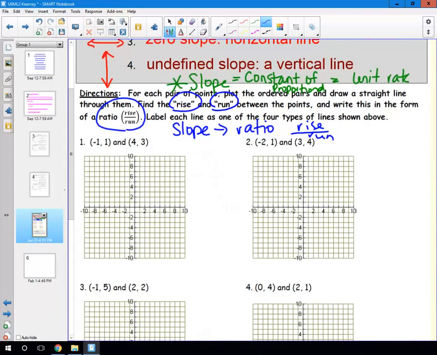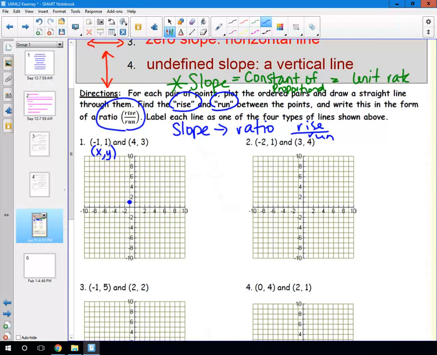Okay, so let me do number 1. So number 1, we're going to plot those 2 points. The first point is at -1, +1. So -1 is my x, +1 is my y. I always need to do my x first. So -1, and then I'm going to go up to +1 and plot my first point.